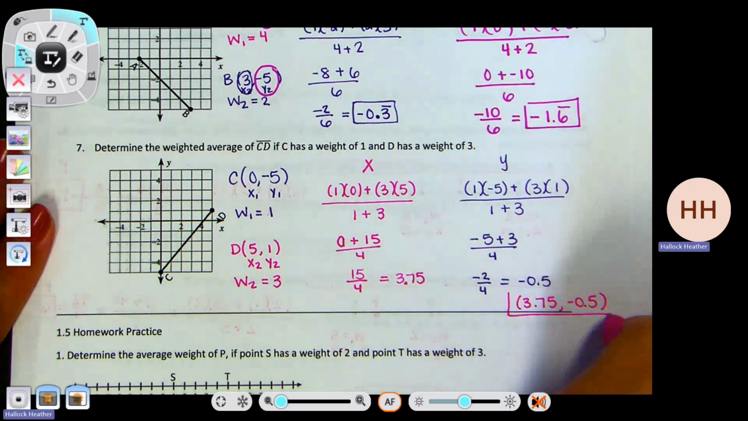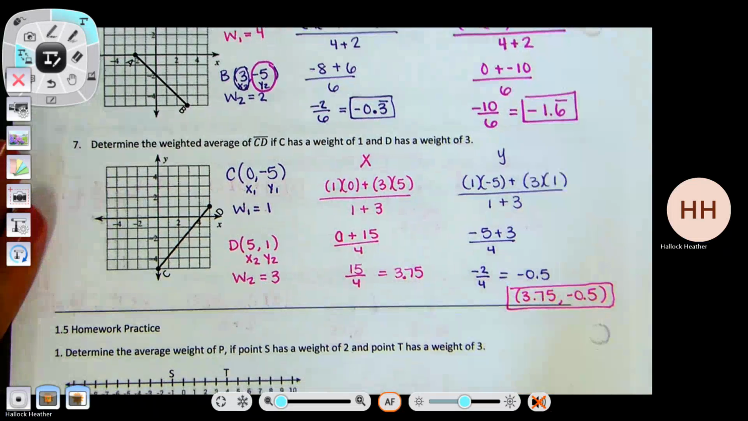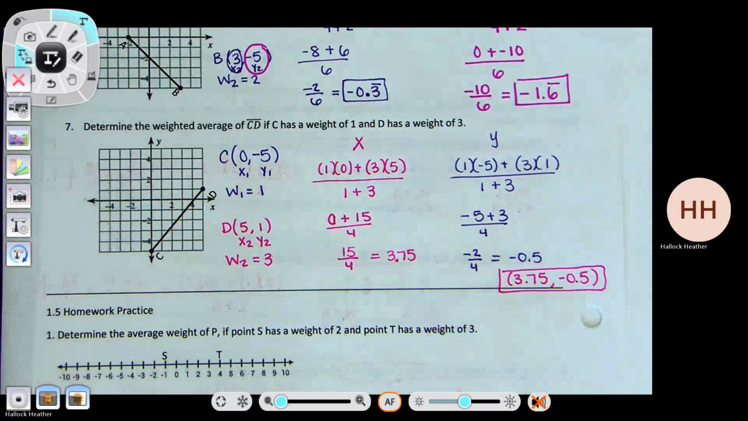Anybody think they got the answer? They are both decimals. They're not the worst decimals, but they are decimals. They're not repeating. They're kind of cute. 0 times 1 is 0. Did you put 1? Oh, okay. Did you do 0 plus 15? 15, because you should do 3 times 5. Yes. Okay. X is 3.75.